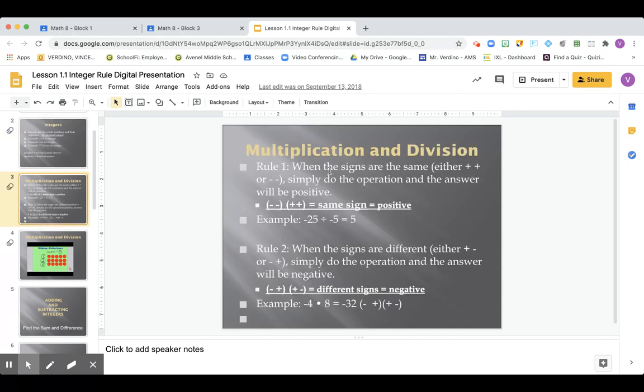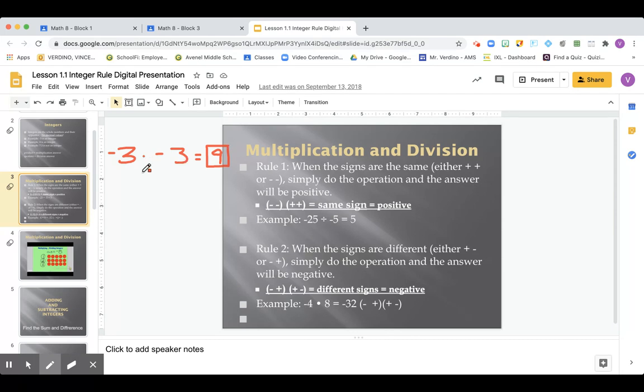Now, rule number 1, when the signs are the same for multiplying or dividing, you simply do the operation and the answer will be positive. So if you have two negatives multiplying by each other, or you have two negatives dividing each other, because they are the same sign, you're going to get a positive answer. So if I had -3 times -3, 3 times 3 is 9. Now how do I know if it's positive or negative? If they both have the same sign, your answer will be positive. You have a positive 9.